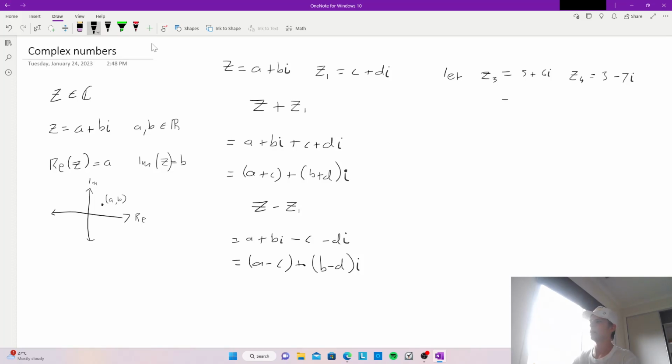Now if you add these two together, which will be Z3 plus Z4, you'll have to add your real parts together, which will be 5. Actually, we'll just quickly show what it's going to be equal to. So Z3 will be 5 plus 6i, and then it'll be plus Z4, which is 3 minus 7i.